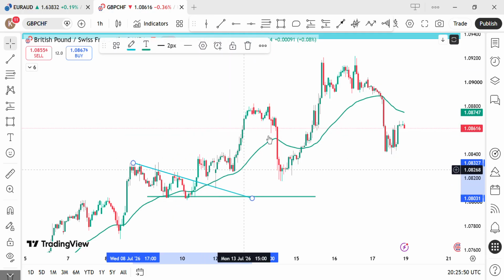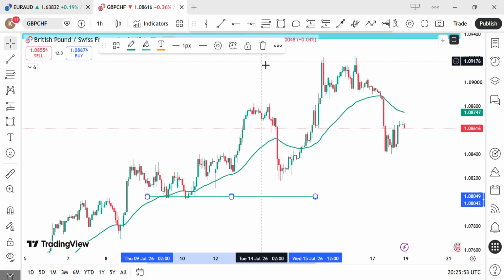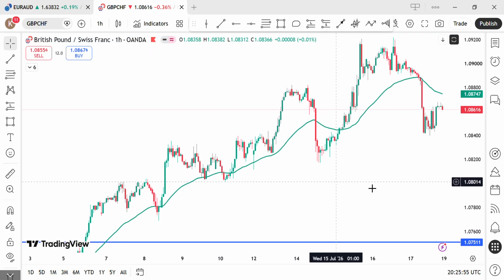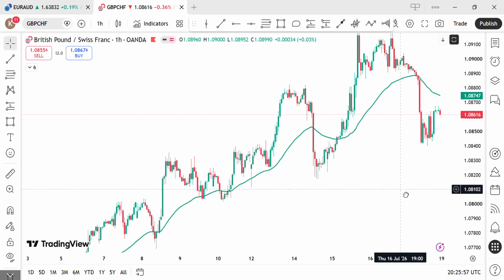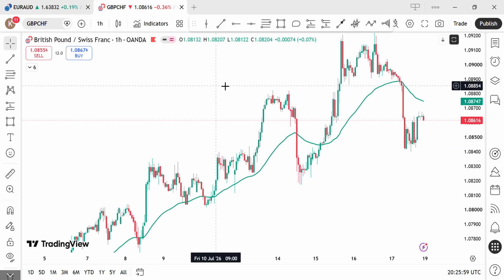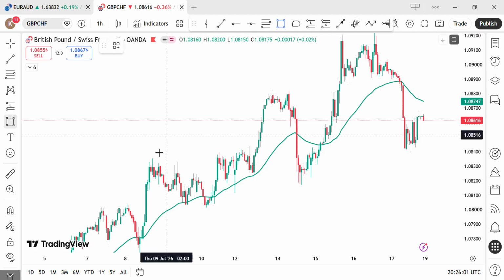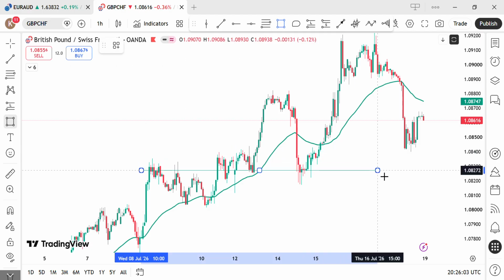And now we are looking for another buying opportunity. So this is actually the major one, and we banked a lot of money on this trade. So now the market pulled back to this support level over here.